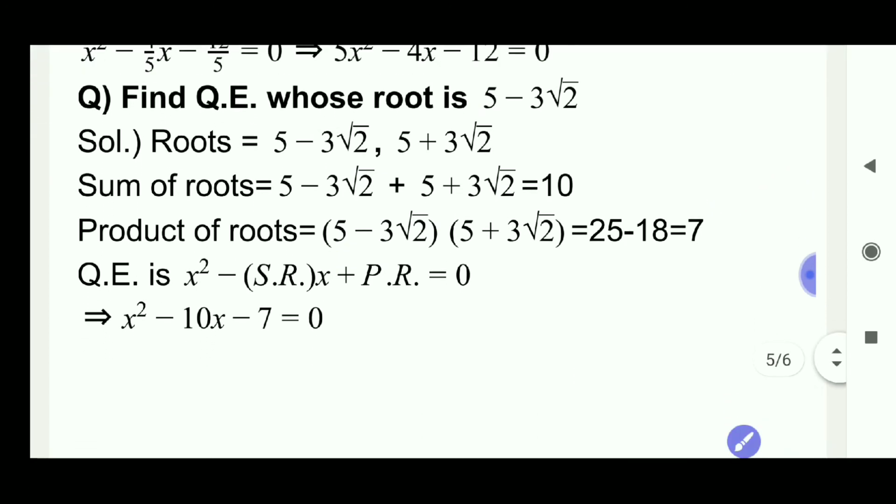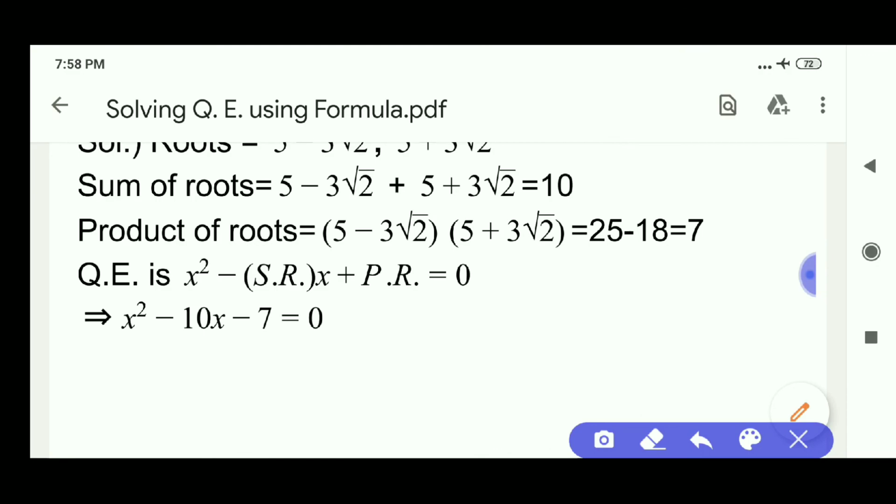Use it in the formula. That is x square minus sum of roots into x plus product of roots is equal to 0. X square minus 10x minus 7 is equal to 0.